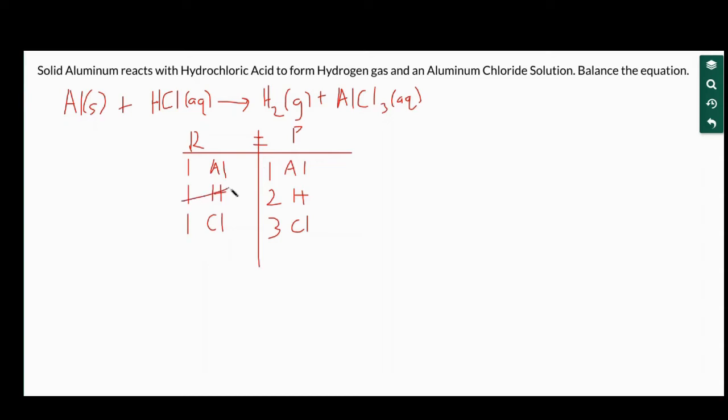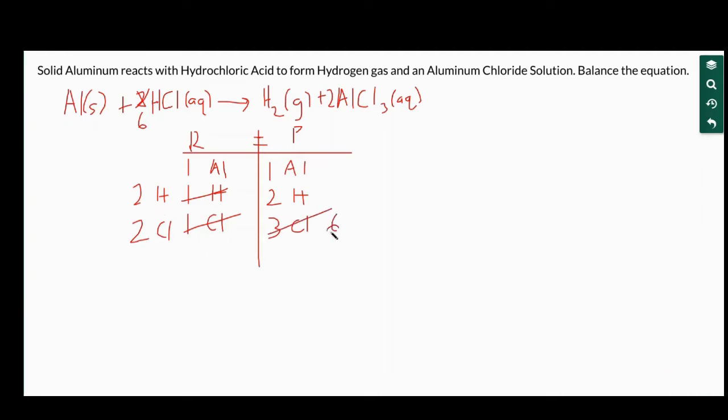So let us multiply this by 2, and now we have 2 hydrogen as we hoped, and now these two are equal. But as you can see, we're multiplying HCl by 2, so we also get 2 chlorine. Now, how can we balance 2 chlorine and 3 chlorine? So we have to think about the least common multiple, which in this case would be 6. So on this side, we would multiply by 2, and on this side we would multiply by 3. I know it looks messy, but we'll fix it all at the end.